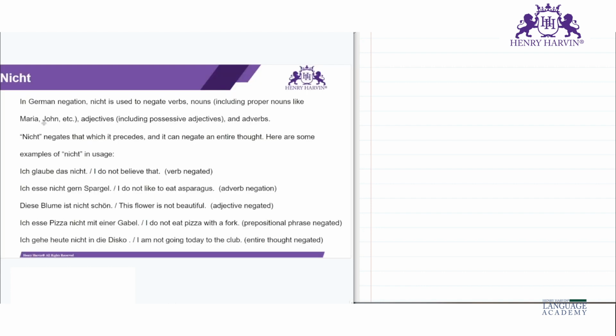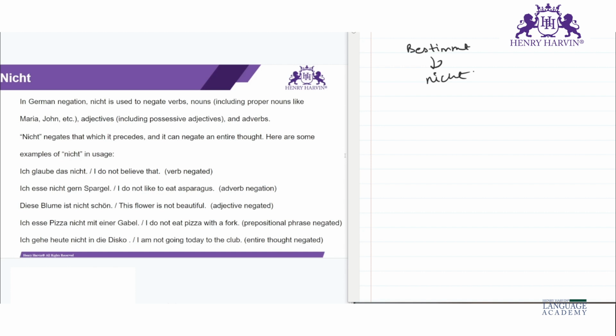When to use nicht? In German negation, nicht is used mostly with the bestimmt case, like definite nouns. In the case of bestimmt, we use the word nicht. We'll see some examples. Ich glaube das nicht. I do not believe that. So we are using here das. Ich esse nicht gern Spargel. I do not like to eat asparagus.